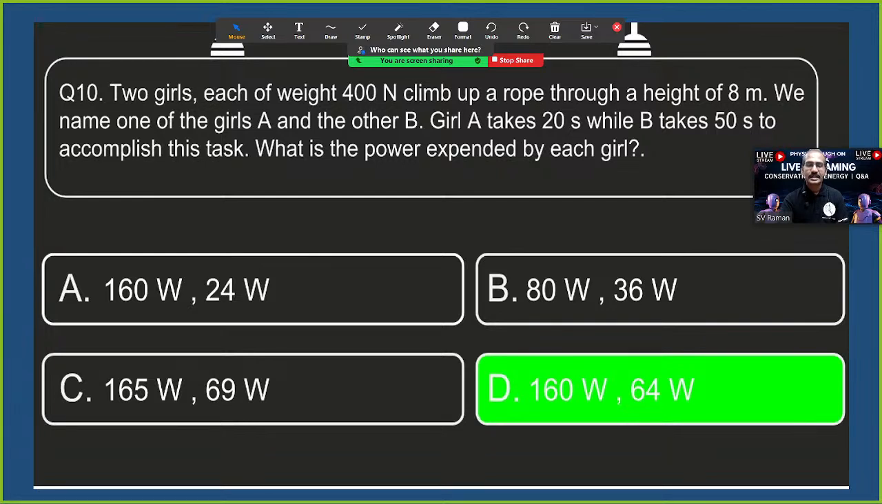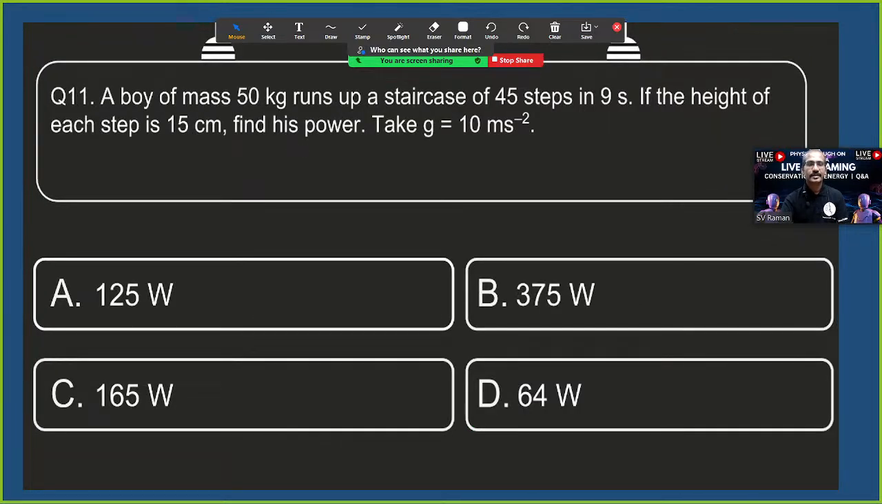A boy of mass 50 kilograms runs up a staircase of 45 steps in 9 seconds. If the height of each step is 15 centimeters, find his power. Take g is equal to 10 meters per second square. This is the question. Now, what is the given data?